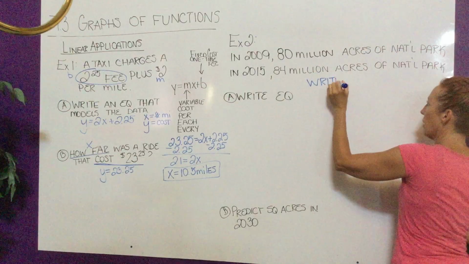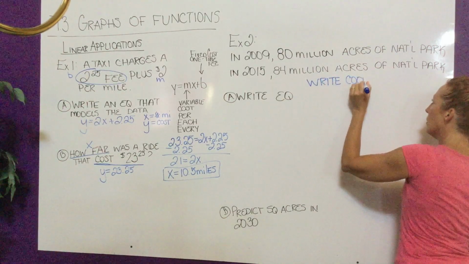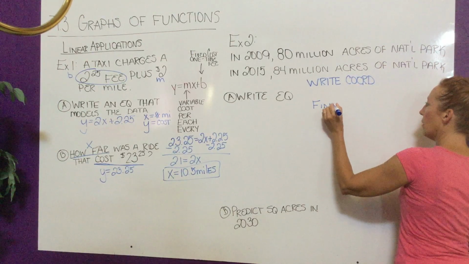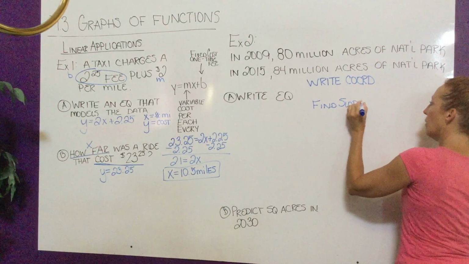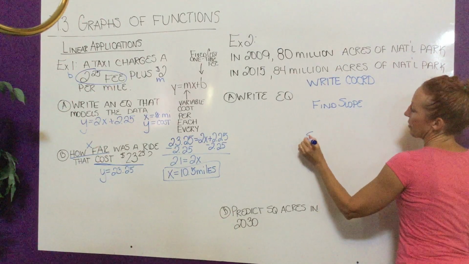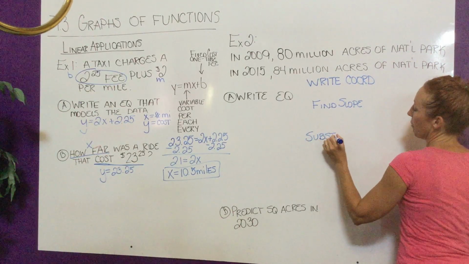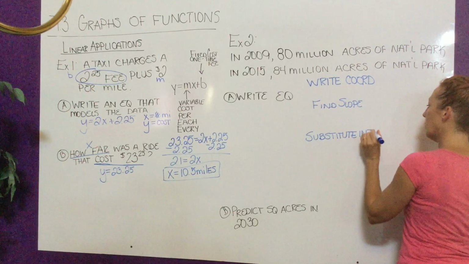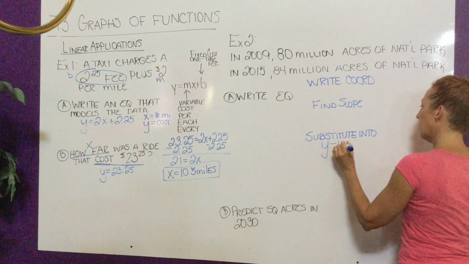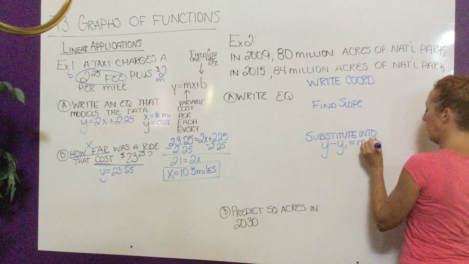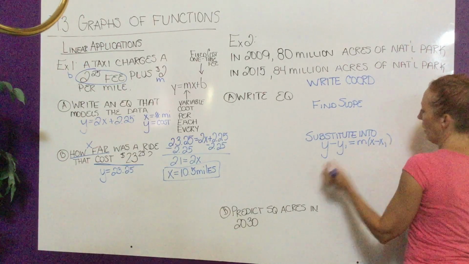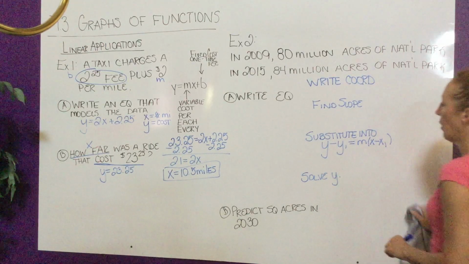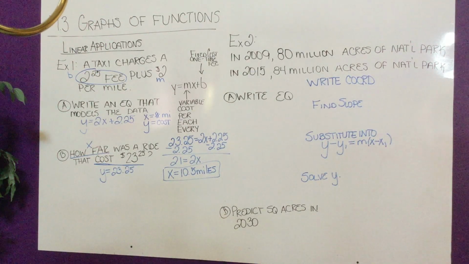We are going to write the coordinates. We're going to find the slope. We are going to substitute into the point slope form, substitute into this form of a line, which we have yet to look at, and then we're going to solve for y. All right, so those are our 4 plans.